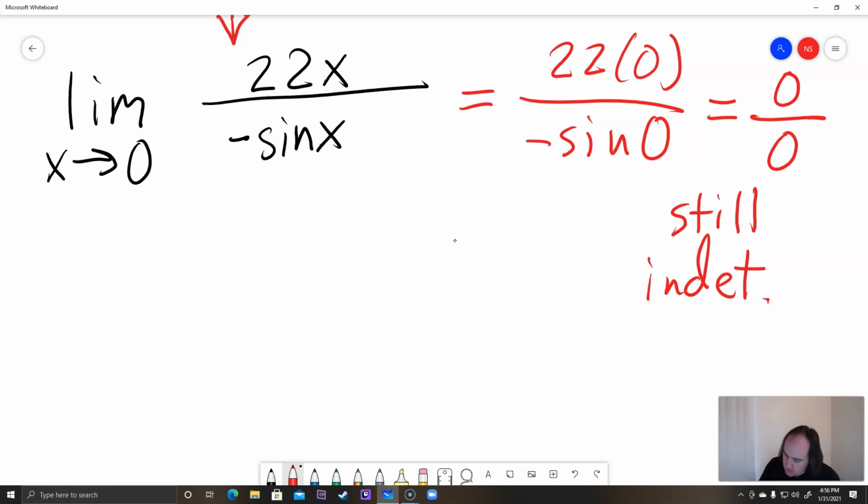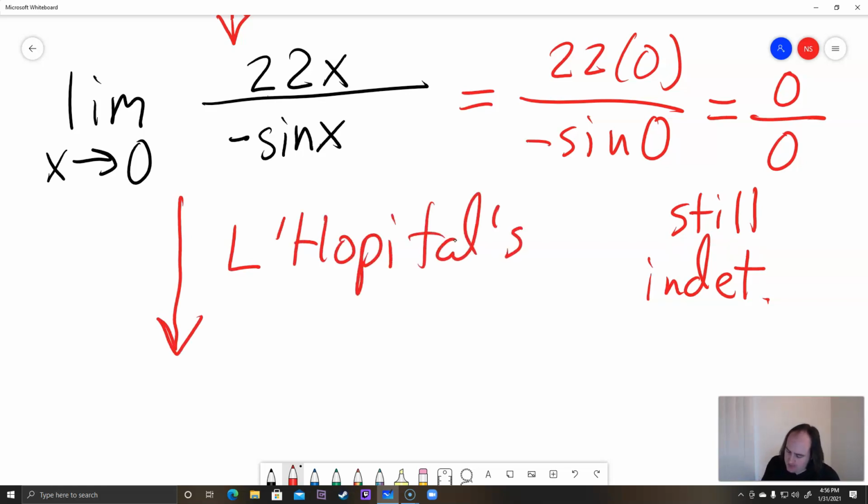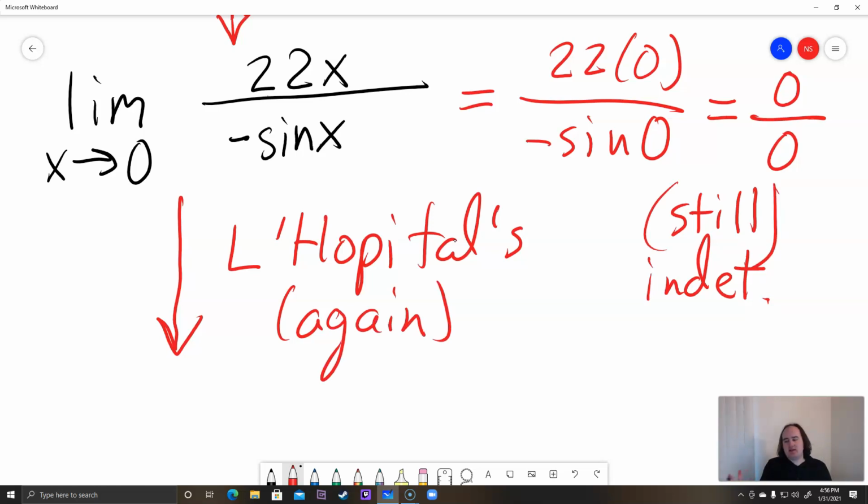Okay, so what do we do? We do L'Hopital's again. Okay, and like I said at the beginning of this video, L'Hopital's rule is nice because you can just keep doing it as many times as you need to. You could even do it 100 times if that's how many times it took you to get it to where it's not indeterminate. And of course, these days, there are computers that will do some of those things for you if it is something that crazy.